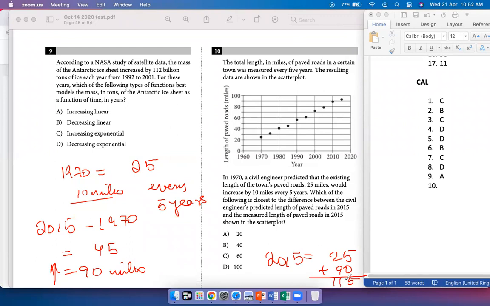Now that should be the value of the total length of paved roads in 2015 as per the engineer's prediction. But the actual value is very close to 90, right? A little higher than 90. So the difference between what he predicted and what turned out to be true will be about, let's say this is a little higher than 90, so the difference between 115 and let's say 95 is 20. Because it's not exactly at 90, a little above. And anyway, it can't be greater than 20, right? Because other values are much higher. So A is the best answer.